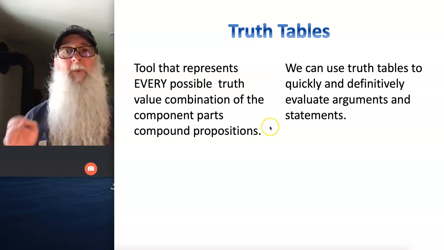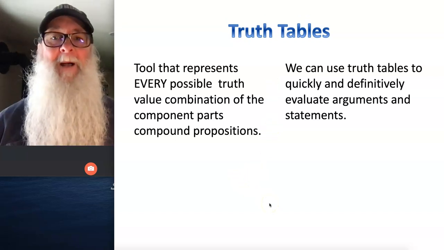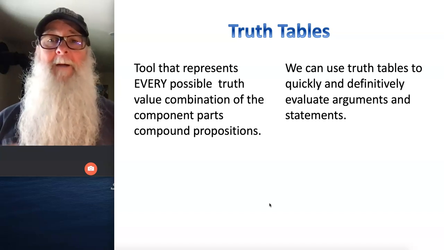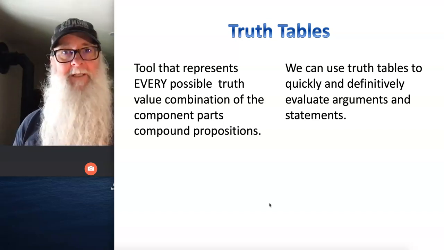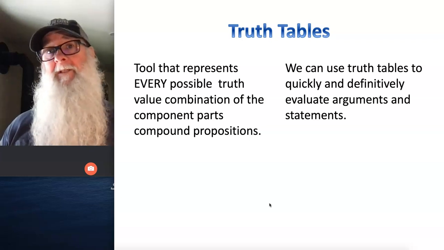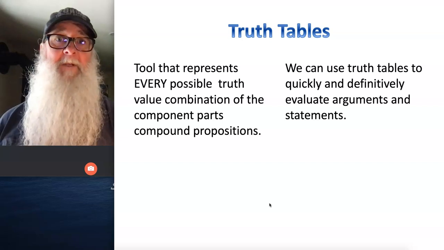And that's what we're going to start working on, our truth tables. This is a tool that represents every possible truth value combination of the component parts of compound propositions, and we can use these truth tables to help us evaluate statements, to understand how they function, to help us compare statements, to see how they relate to one another, and ultimately how to evaluate arguments for validity.